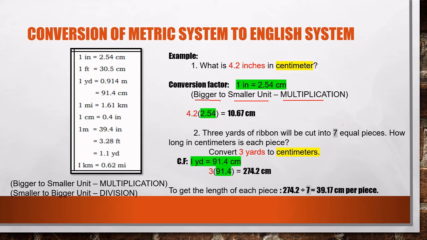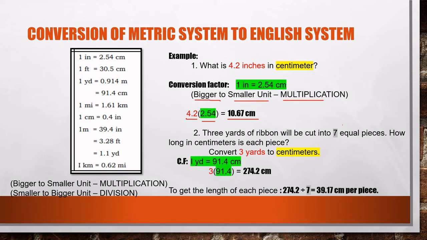So remember, 1 inch is equivalent to 2.54 centimeter. So you just copy the given, then multiply it by the equivalent of 1 inch, which is 2.54. And then the product is 10.67 centimeter. And that will be your answer.